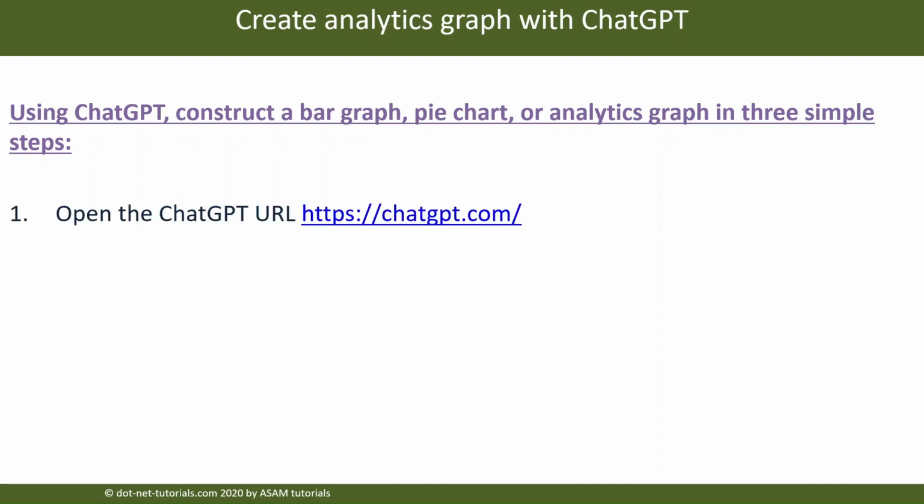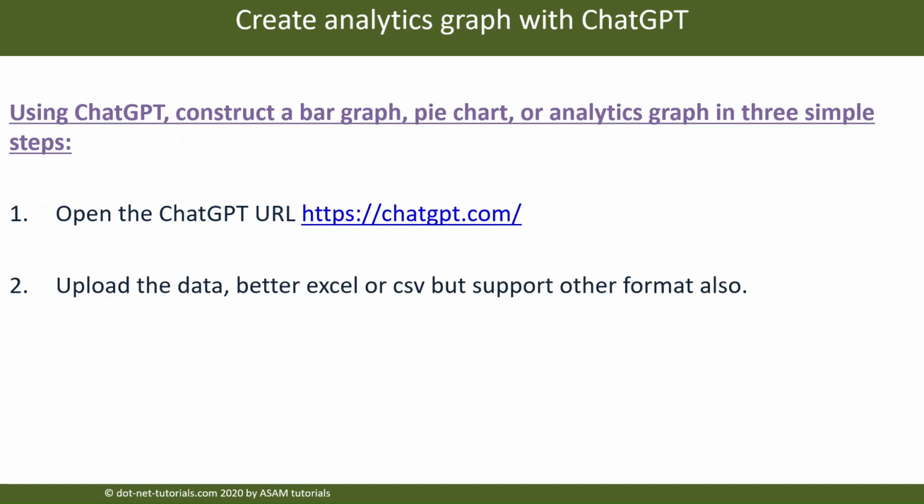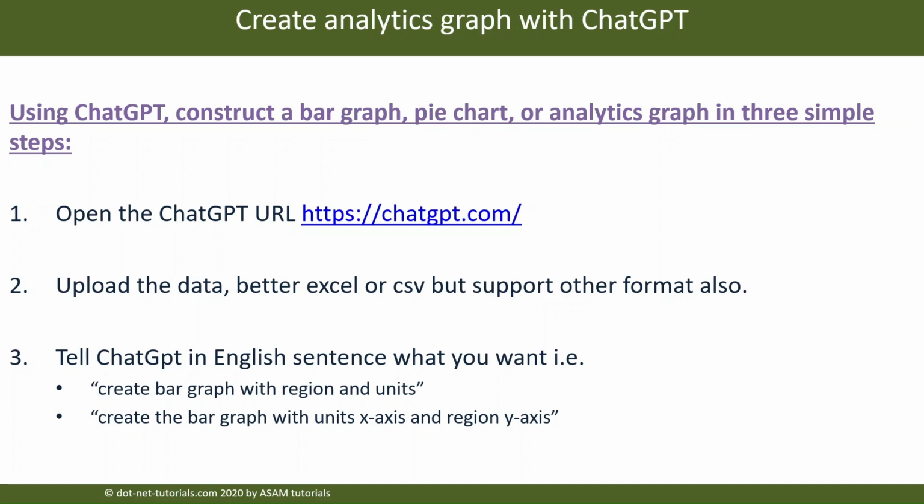The very first step is to open the ChatGPT URL. It will take a few seconds. Then you should upload the data which you have. I'm going to demo with Excel data, but ChatGPT supports other data too, though I have not tested that. The third step is you have to tell your friend what kind of report you want. Your friend means ChatGPT AI.